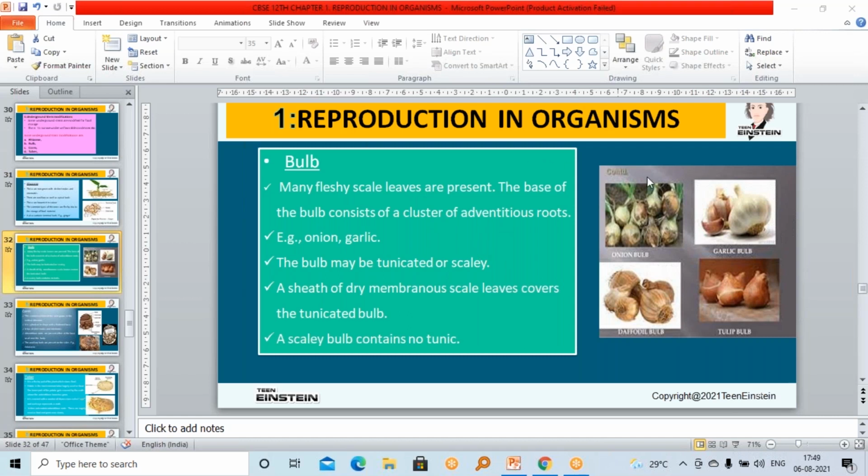Next type of underground stem modification is bulb. What is that? Next type is bulb. In bulb, like the previous one, first I'll tell about the example. Then it will be easy for you. The example for bulb is onion and garlic. You can see onion and garlic.